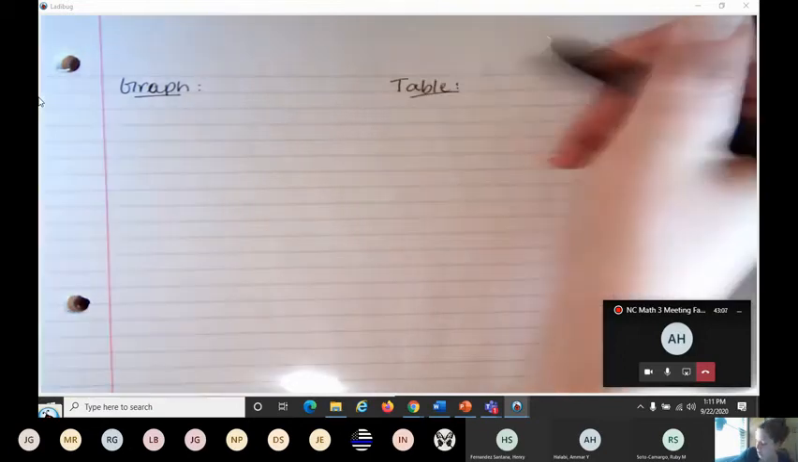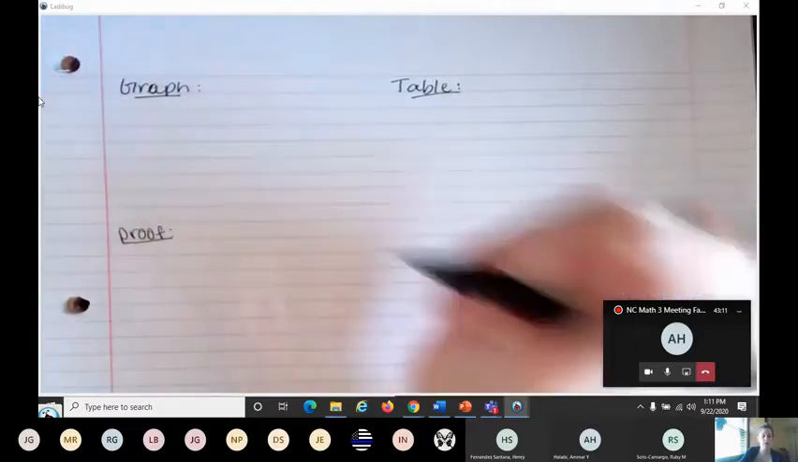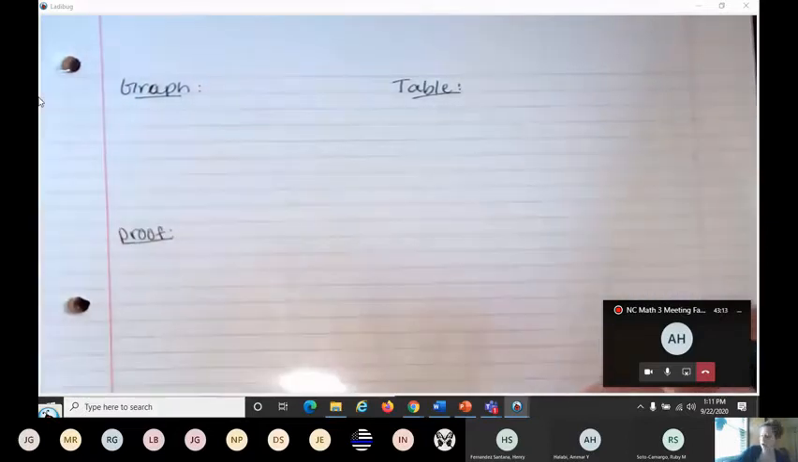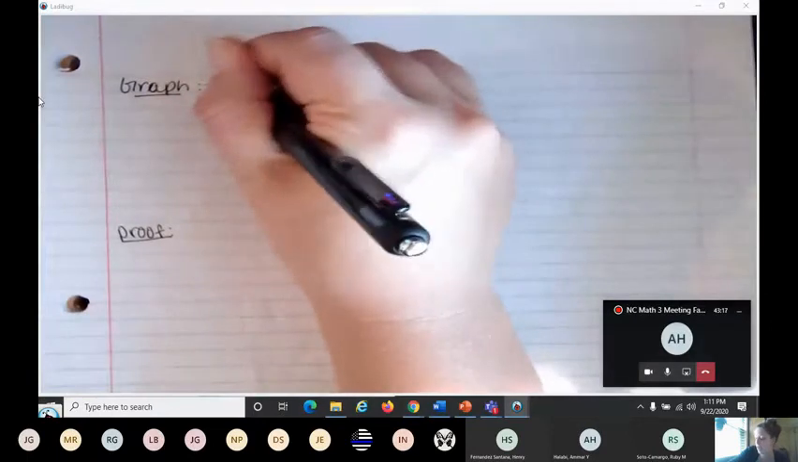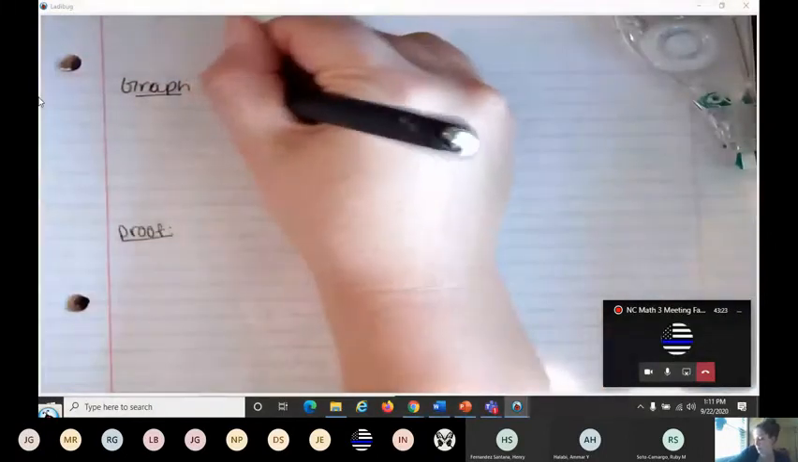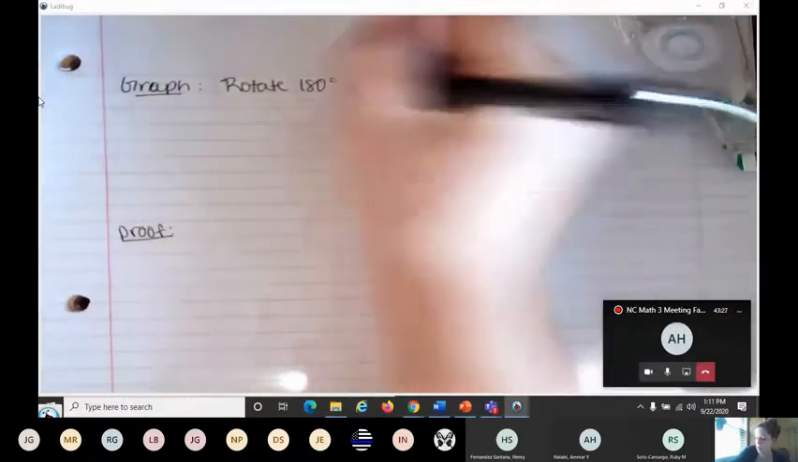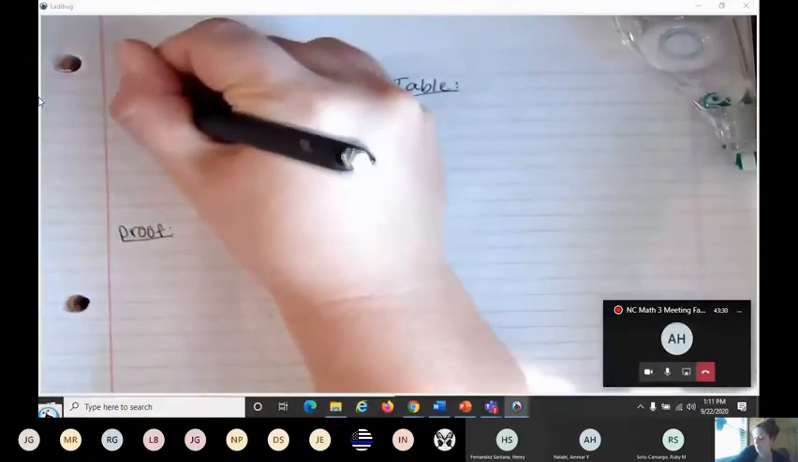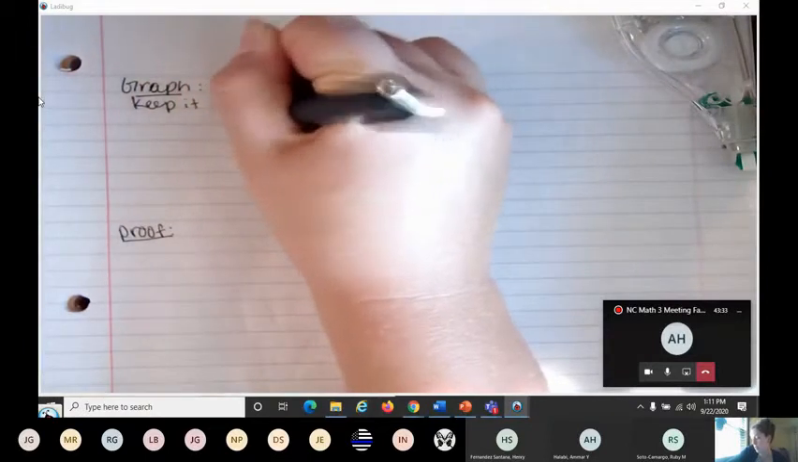And we can look at a proof. Okay. So for a graph, maybe I have the function. So we have to see that we can rotate 180 degrees and keep it looking the same.